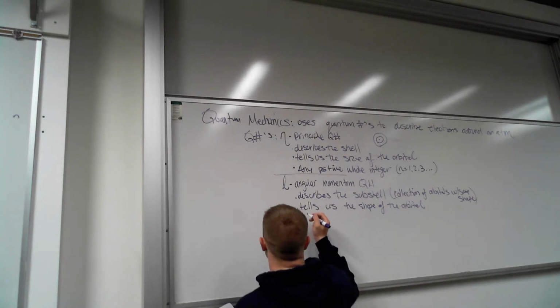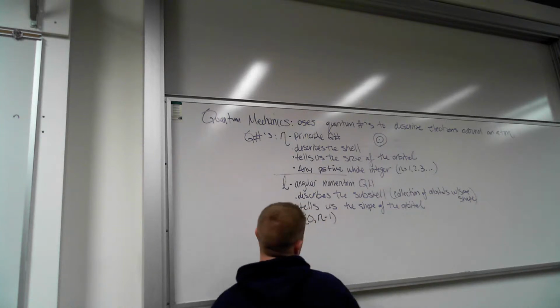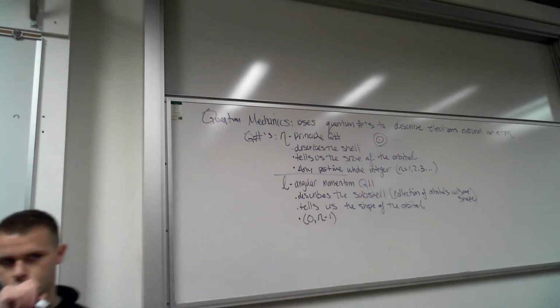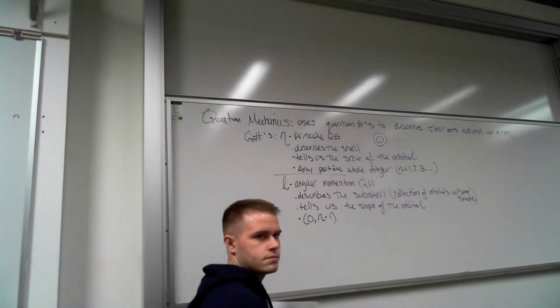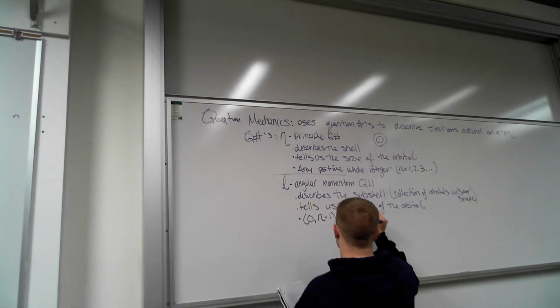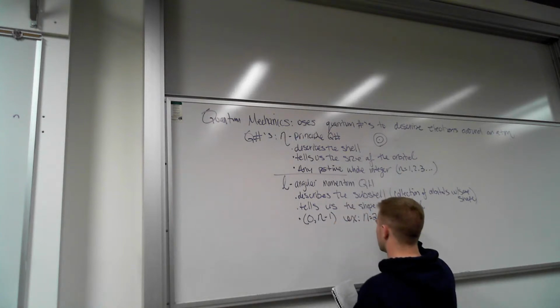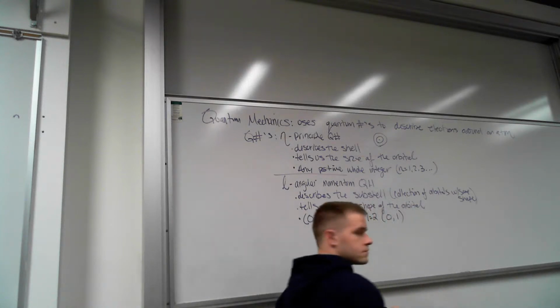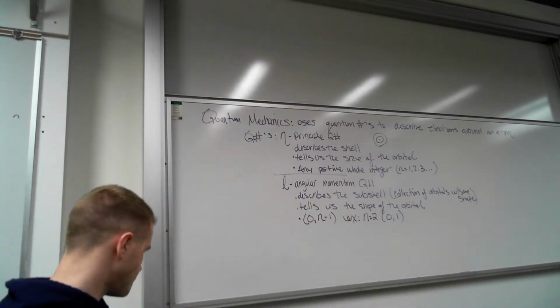L ranges from 0 to n minus 1. So this notation shows an interval, 0 to n minus 1. For example, if you have an n of 2, your possible L's are 0 and 1. If you have an n of 3, you can have 0, 1, and 2.